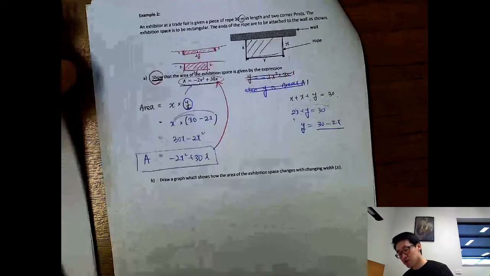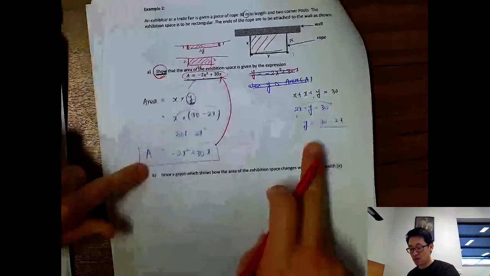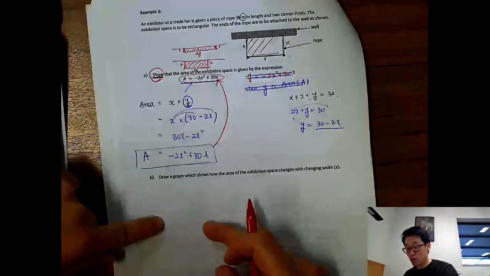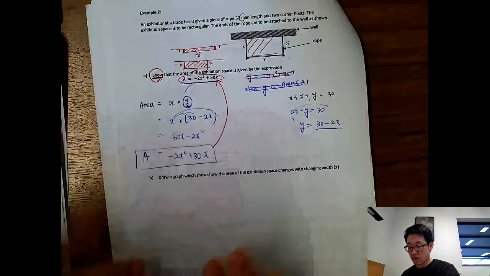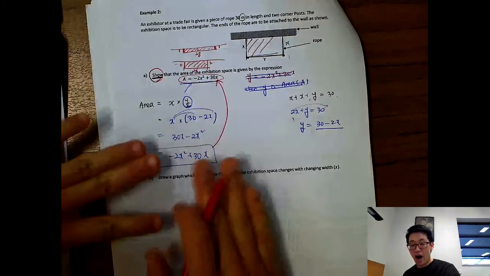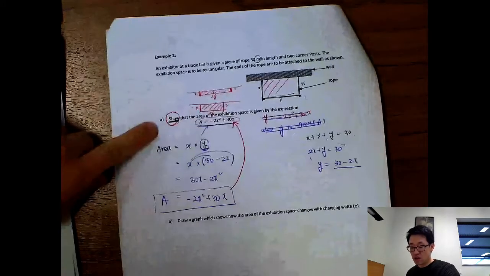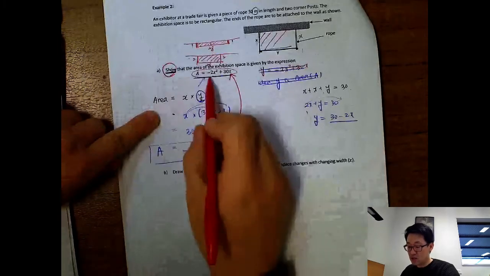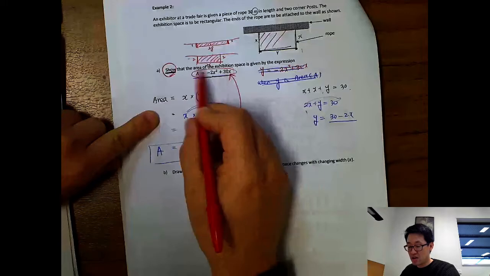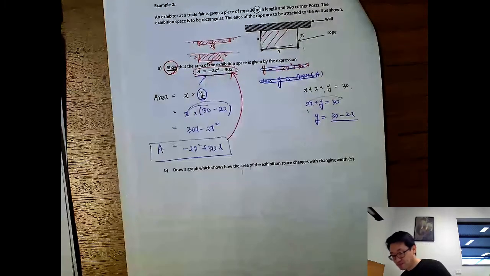You understand this one? Okay. The worst case, if you're not able to do it, just move on to the next question, because you are able to solve any other questions without doing A. Okay? Since we already have the function here.